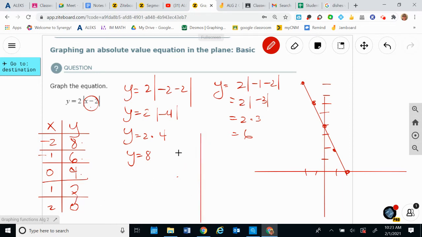So even if you pick a table, you guys, you can see, knowing that you need a V, we need to add a couple more numbers. Let's keep going to the right. Let's try 3 and 4. So 3 minus 2 is 1. Absolute value of 1 is 1 times 2 is 2. So there we go. Boom, we got it. Okay, and then the next one's going to go up to 6. You can see that basically you've got your graph.